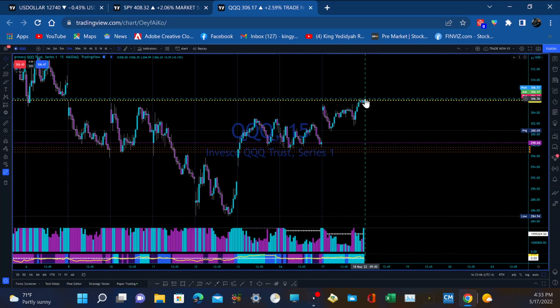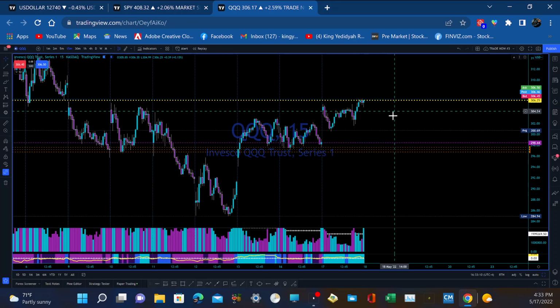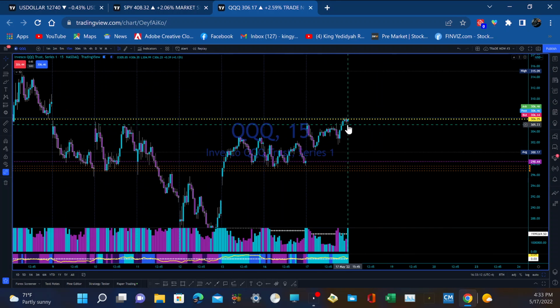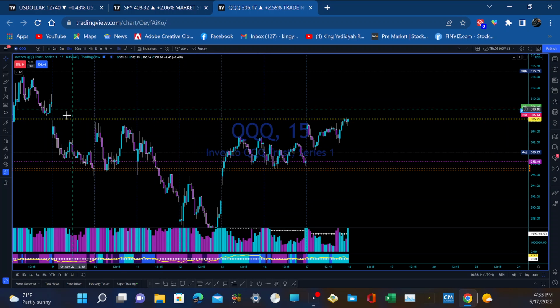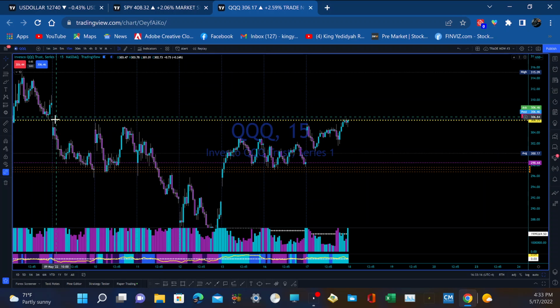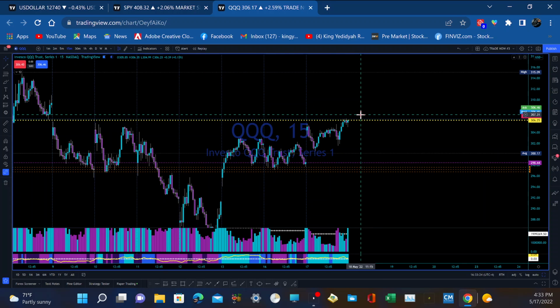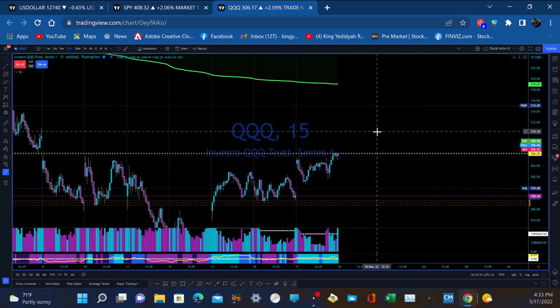You see how we closed around the highs of the day. We're probably gonna get another gap up, and look, we have a gap fill here from the 6th of May. There was a gap down, so we could get a gap fill. What price is that? 307. So if we get a break above 307, that's the gap fill right there. If we gap up above that, we're off to the races.